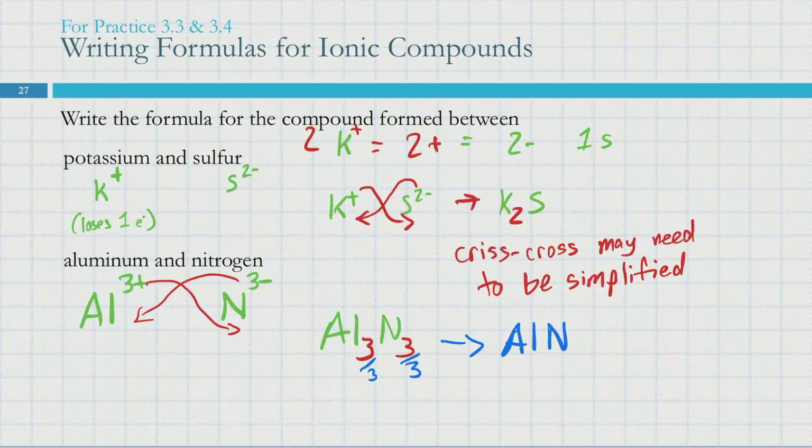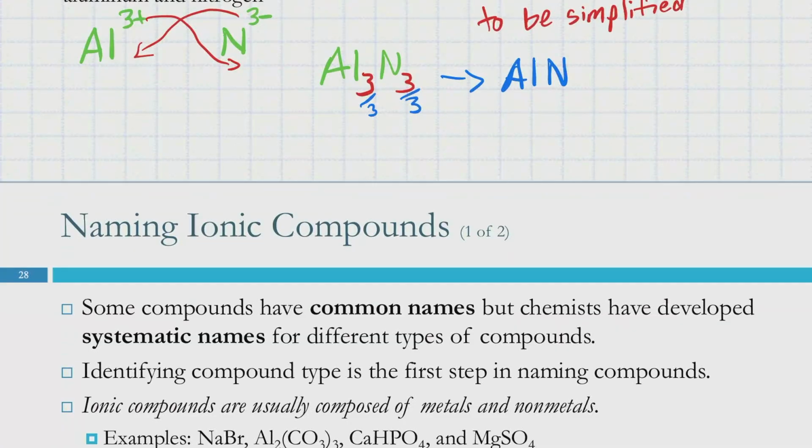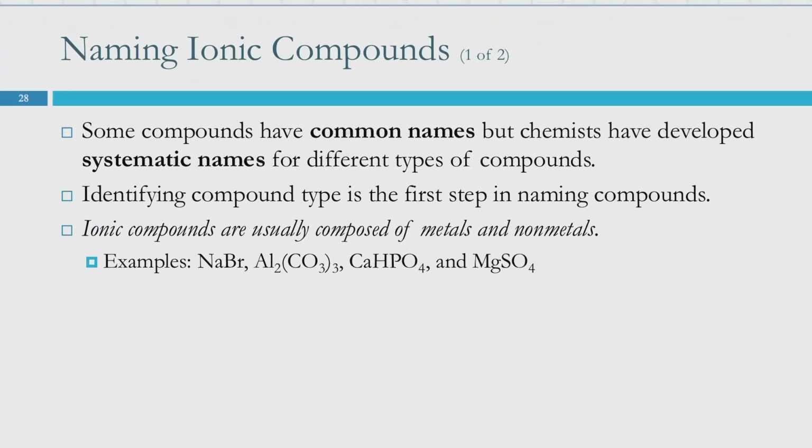Many of us, though, could probably just recognize, hey, 3+ and 3-, those already balance each other out. Put them together 1 to 1, and you just jump straight to AlN. So you're welcome to always crisscross and sometimes have to reduce, or you can just math your way to it, if you like that instead. Now the fun part, the new stuff.